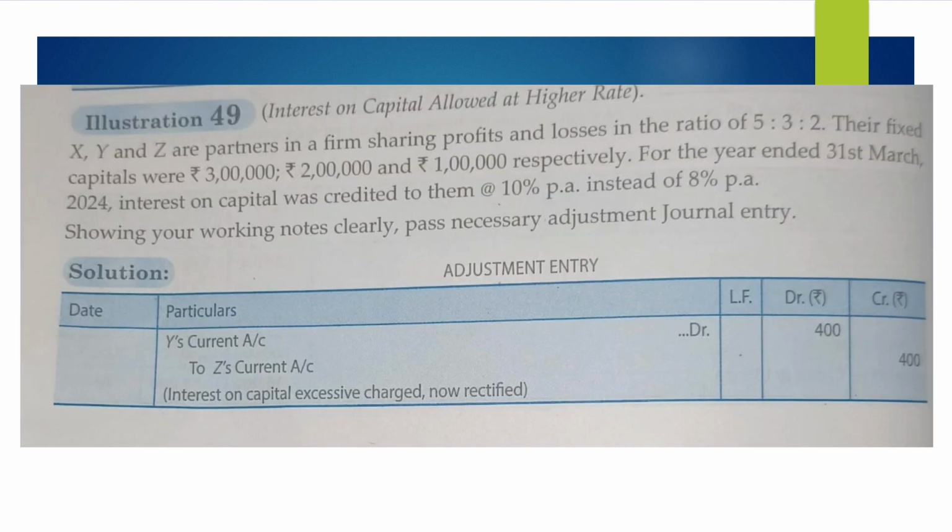Illustration 49. Interest on capital allowed at a higher rate. This is a rectification sum. Now let us go on with this sum.